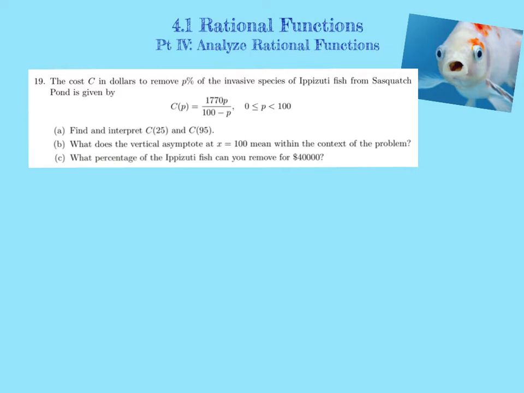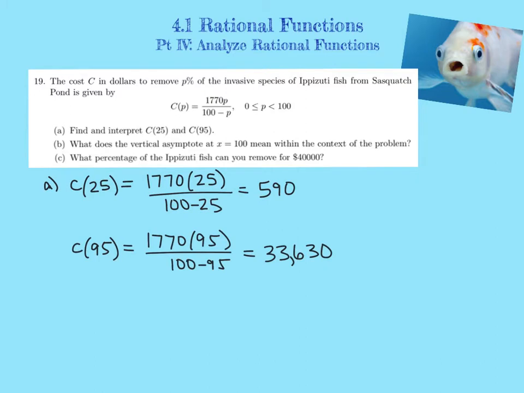So we're going to get values for them and then say in words what those values actually mean in the context of the problem. I'm not going to go super in depth on how to find both of these values because we already know how to do that. I have my calculator right next to me for some real-time math. So real quick, we'll do 1770 times 25, divide that by 75, and we'll get 590. Then plugging in 95, we get 33,630. All right, so that's easy enough to find, but interpreting them is a different story.